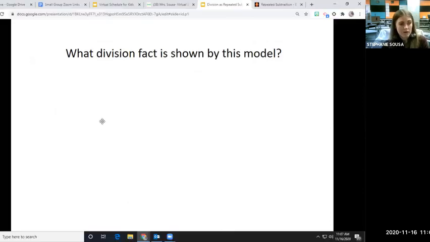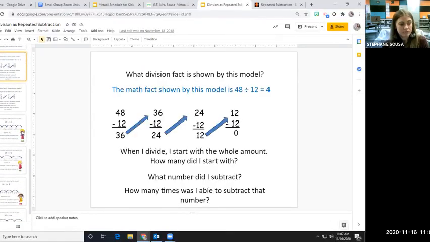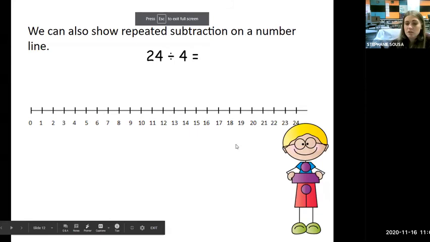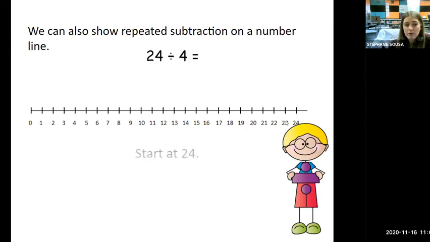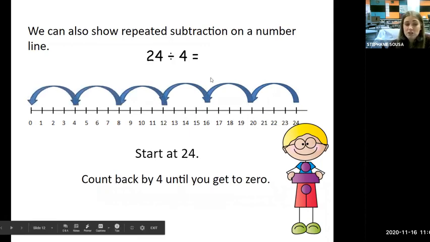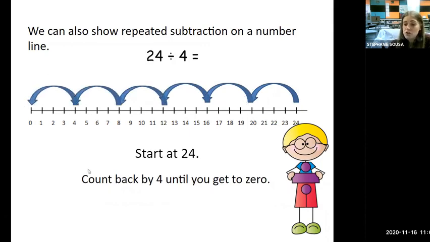Okay, allow me to skip forward a little bit here. When we look at this on a number line, it's the same thing as multiplication, except we're working backwards. So when we show repeated subtraction on a number line, we're going to start at 24, and we're going to count back by 4 until we get to 0. On multiplication, you counted forward because you were adding. On division, you will count backwards because you are subtracting. So 24 divided by 4 is equal to 1, 2, 3, 4, 5, 6. We subtracted 4 6 times.